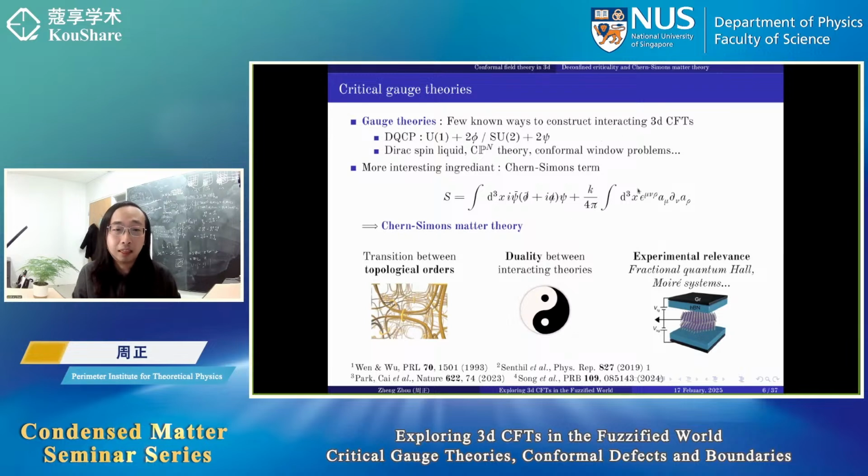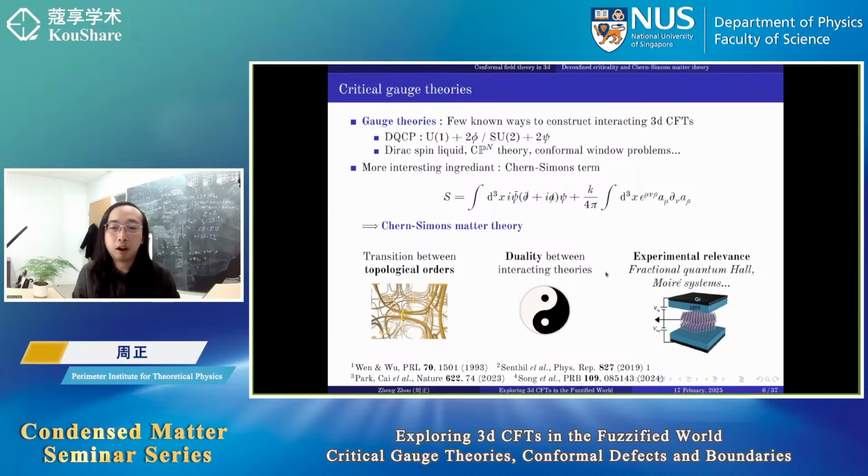To make things even more interesting, we can add some non-trivial dynamics to the gauge field, that is the Chern-Simons term. And this altogether gives us the Chern-Simons-matter theory. Those theories describe transitions between different topological orders. Moreover, they also host dualities between different interacting theories.